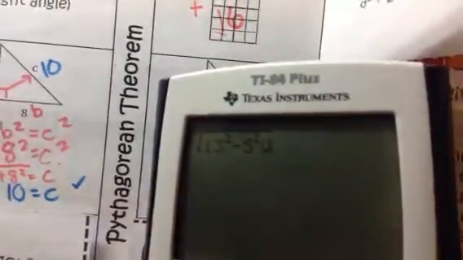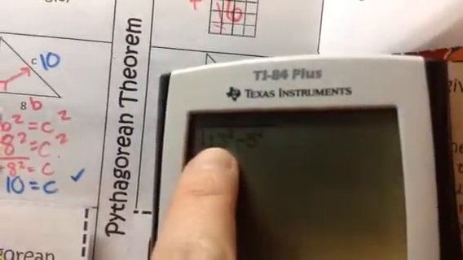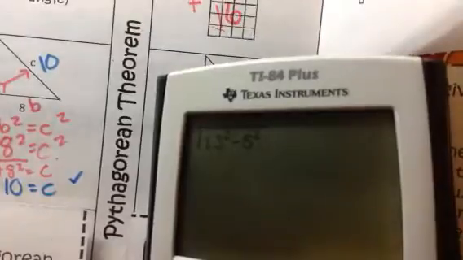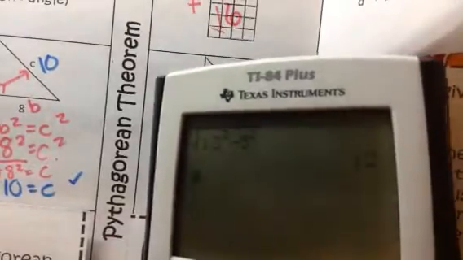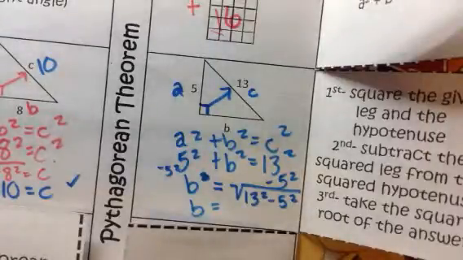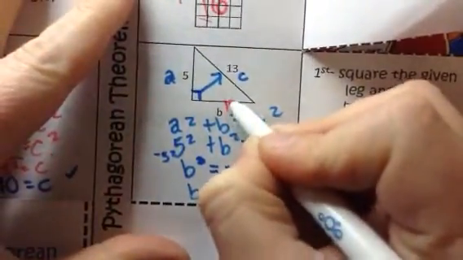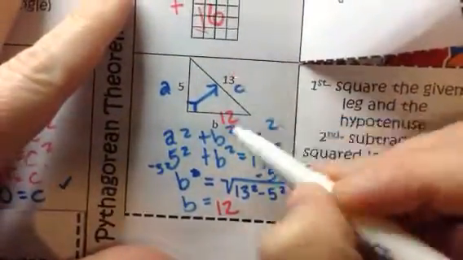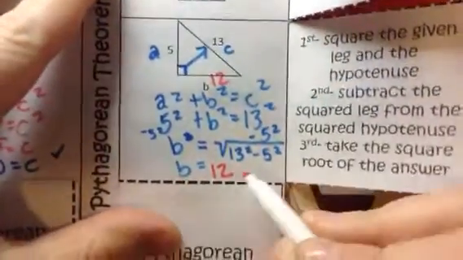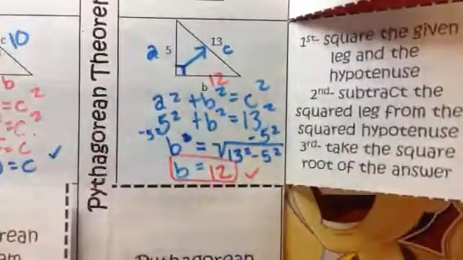I am going to subtract because I need to make that number get smaller, okay? 13 squared minus 5 squared, I'm taking the square root, I get 12. Which kind of sounds weird because it's not much smaller than that hypotenuse. But if I check to see if it makes sense, yep, 12 is smaller than 13, so it works. Okay.